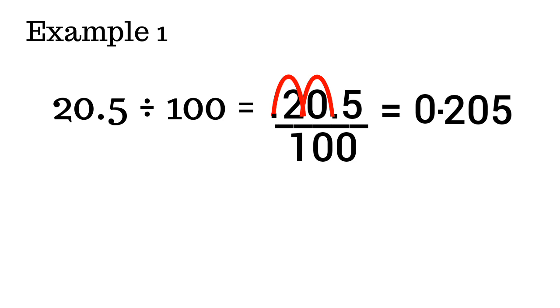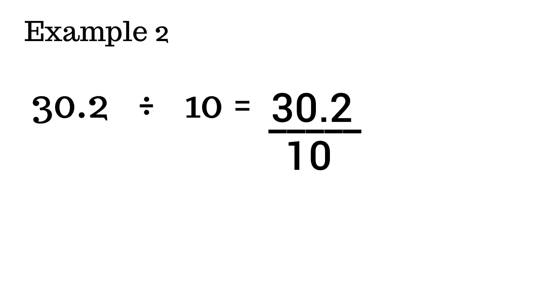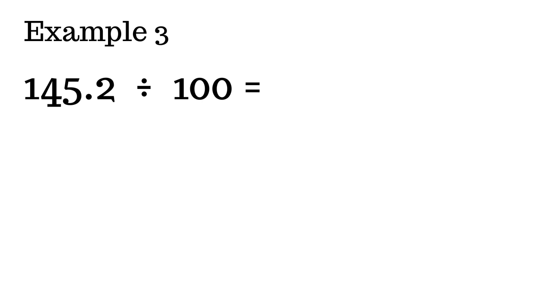So 0.205 is our answer. Example 2. 30.2 divided by 10. This can be written as 30.2 over 10. Because 10 has just one zero, we will start from where the point is and count 1 time to the left. That is because 10 has just one zero. So we count 1. So our answer is 3.02.